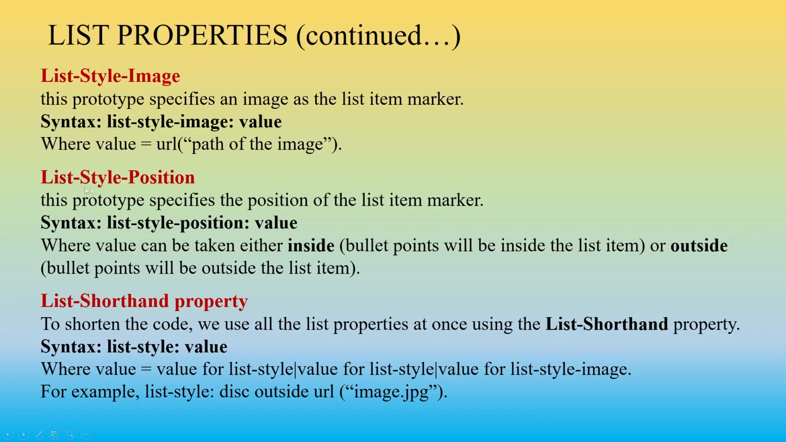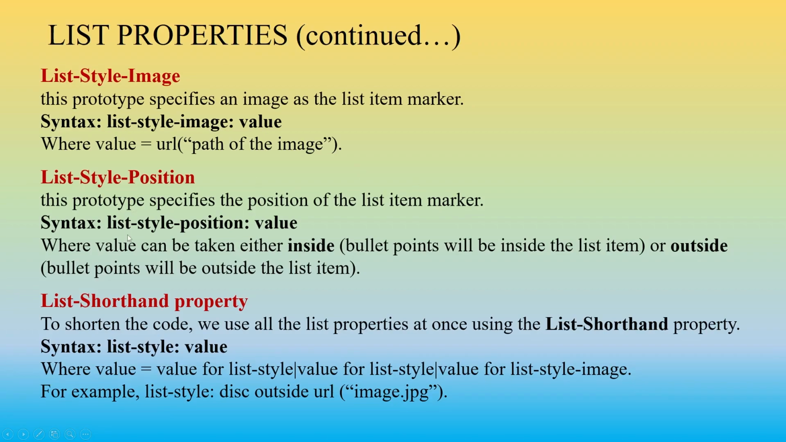List style position. Where do you want to position the list style? This property specifies the position of the list item marker. Sometimes we do not specify any space between the value and this list style, or sometimes it is written inside, sometimes it is a little outside. So the syntax will be list-style-position with a hyphen in between, a colon and the value. Value could be either inside or outside.